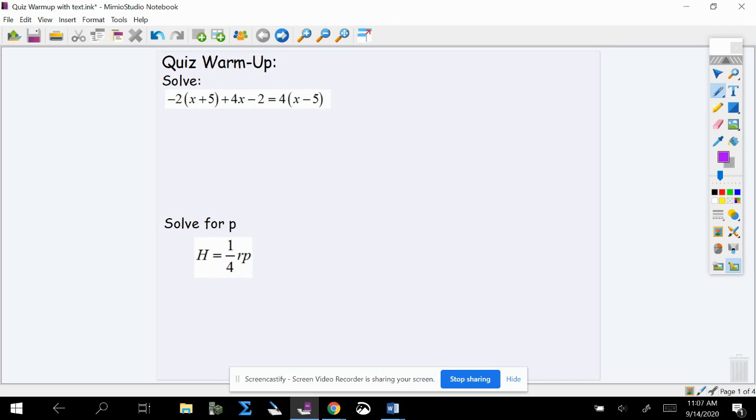So first one comes from 1.4. We are going to distribute the -2. So we have -2x minus 10. We still have the plus 4x and the -2. And then we're going to distribute the 4. So we have 4x minus 20.